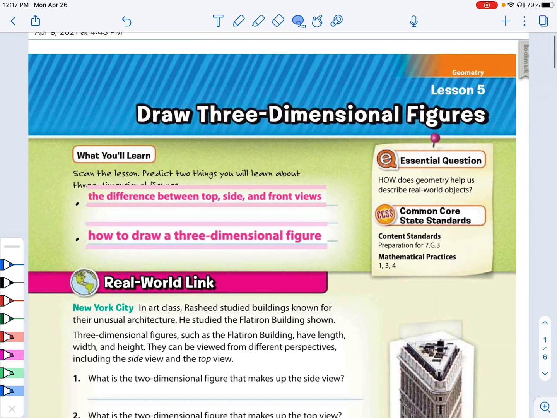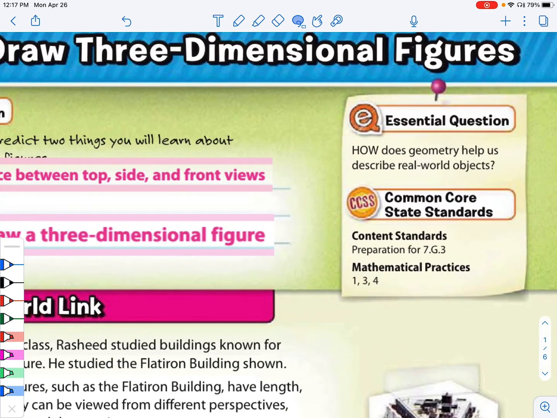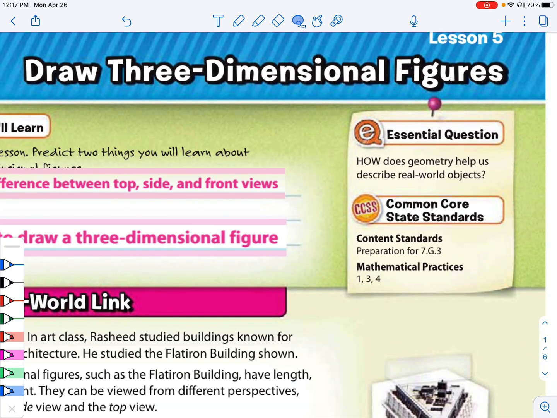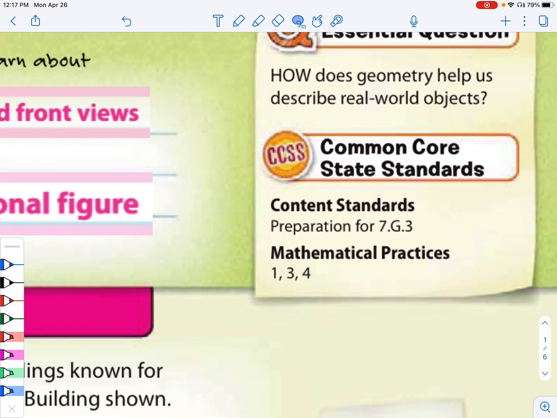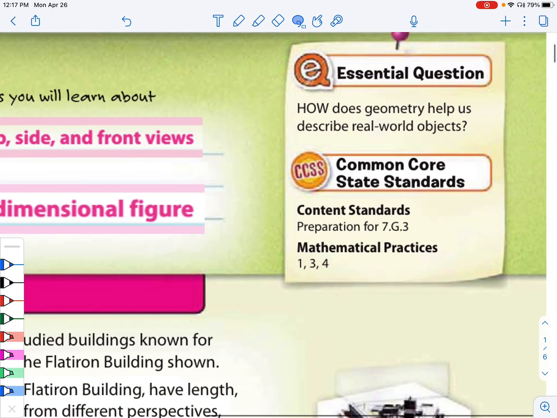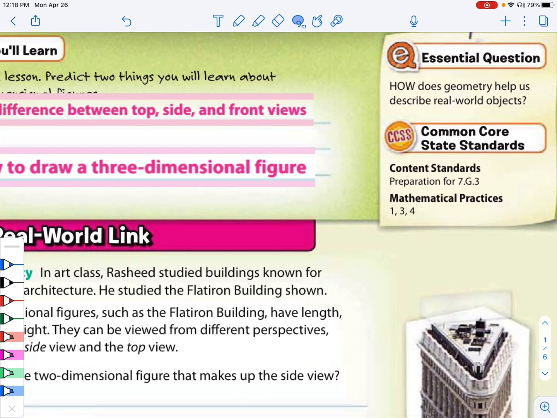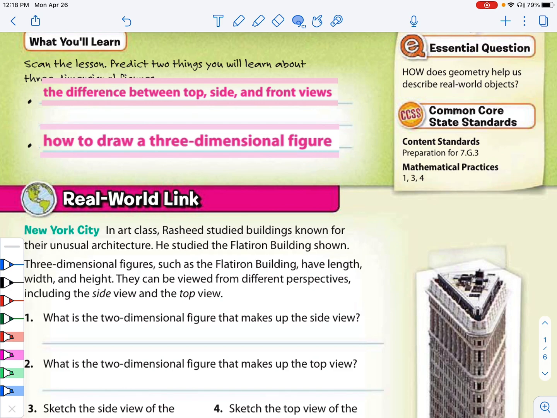This is chapter 7, lesson 5, and in this lesson, we are going to learn how to draw three-dimensional figures, okay? And how does geometry help us describe real-world objects is our essential question. The good thing about what we're doing right now is that in every single thing that you see around you, such as buildings, houses, and most objects, you can see them as three-dimensional figures. And in this lesson, we're going to learn how to identify and draw those three-dimensional figures.